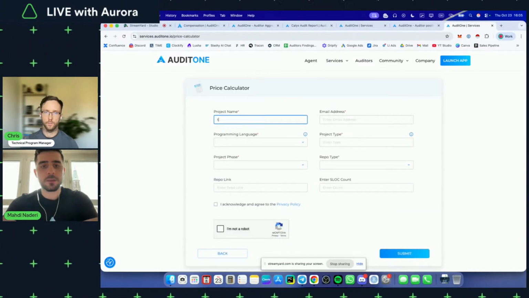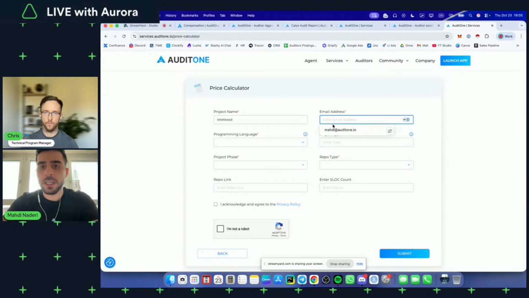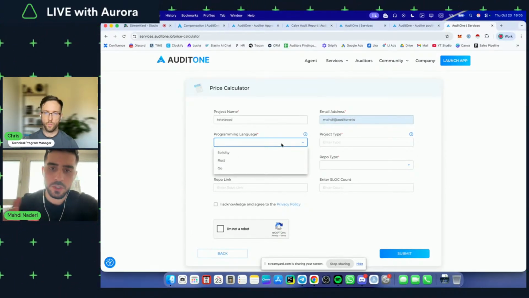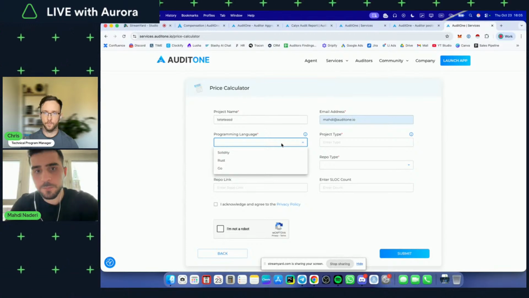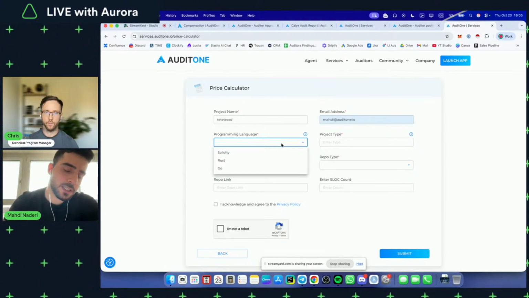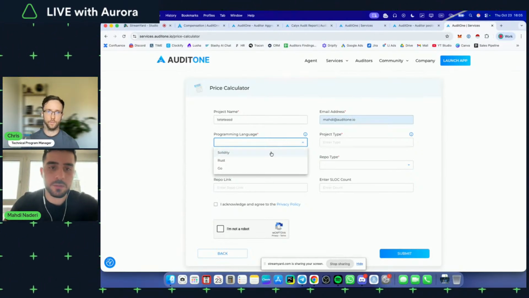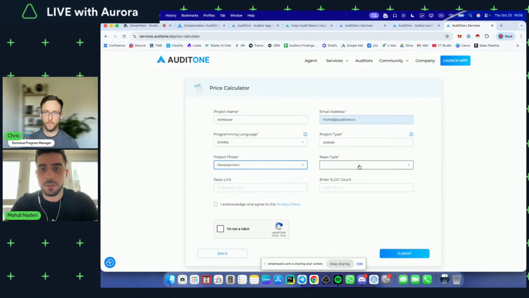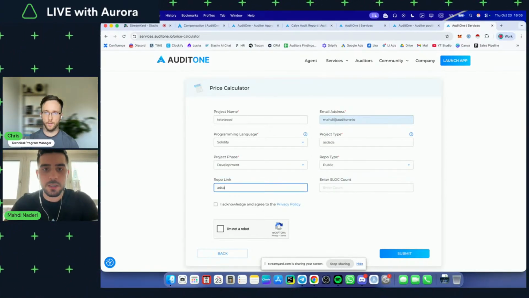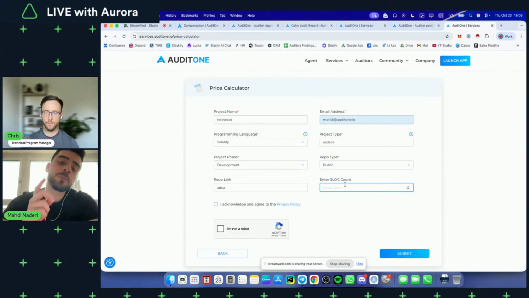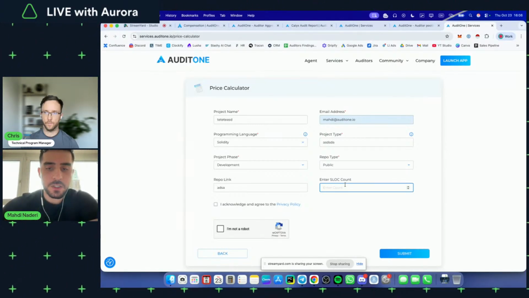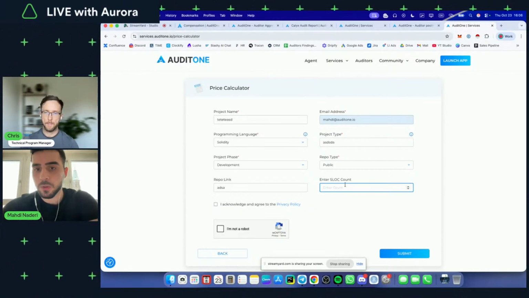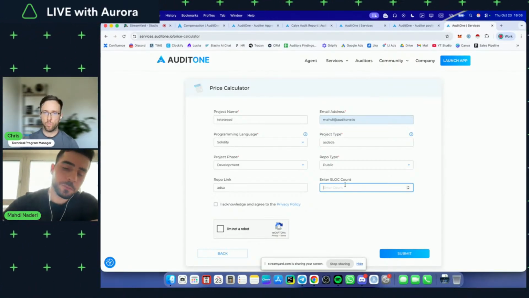I'm going to fill in some random data here just so we can see how it looks. And the programming language, of course, plays a role because some languages are more complex than the other ones. Therefore, the price could be a little different. So let's choose Solidity as an example. And let's say development, repo type, let's say public, and I'm going to fill this. Now, one of the main factors that changes the pricing is the SLOC, or the source line of code.